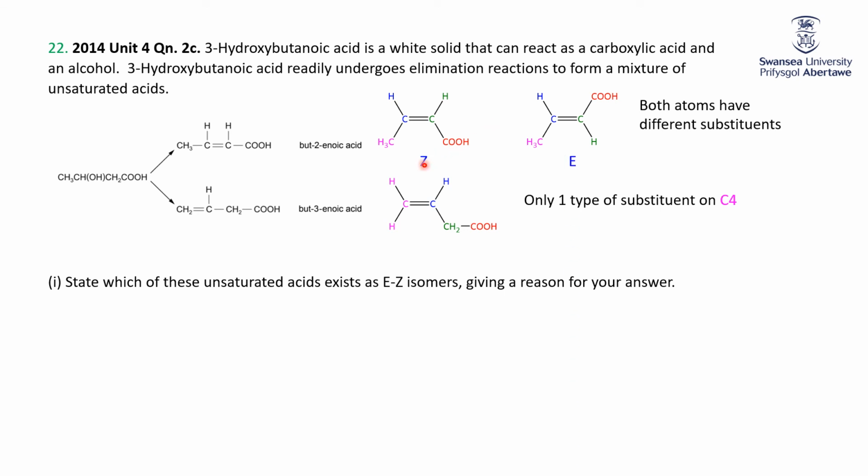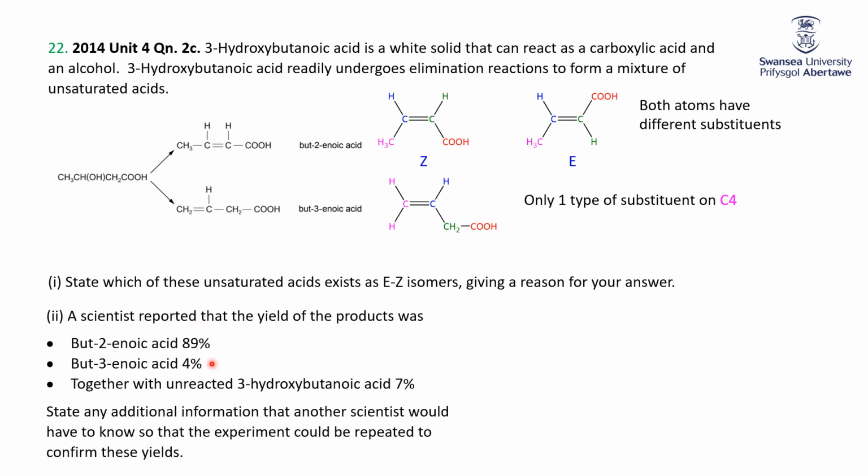This one is the Z isomer, this is the E isomer, because hydrogen is the lower priority on each of these carbons. So the Z has the lower priorities on the same side, and the higher priorities on the same side too, of course. And here in the E, the higher priorities are on opposite sides of the double bond, or you could say the lower priorities are on opposite sides of the double bond.